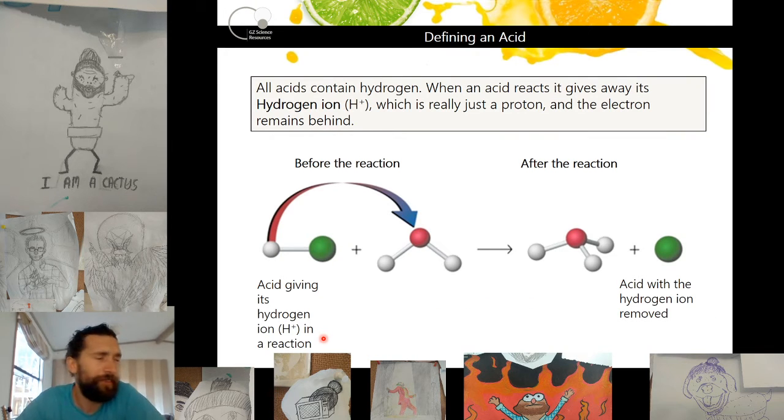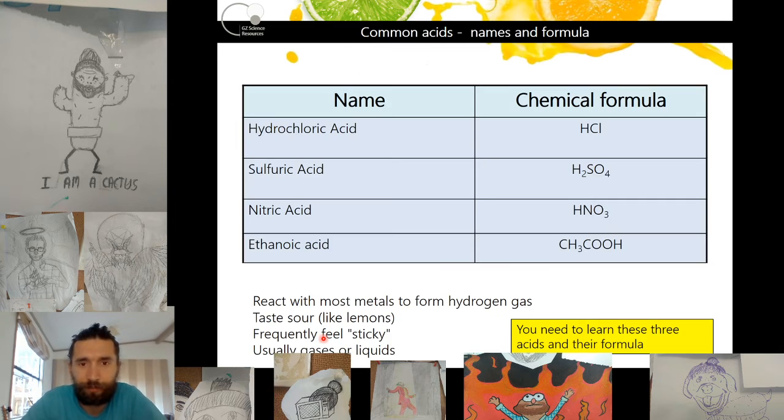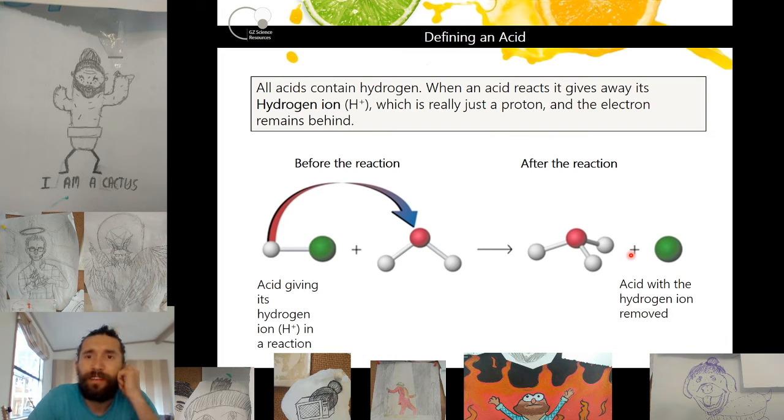Those are the properties of acids, but if we want to explain why they're acids from a chemical point of view, we explain it like this. All acids contain hydrogen. If you look at all these acids: hydrogen, hydrogen, hydrogen, hydrogen. When an acid reacts, it gives away its hydrogen ion, which is really just a proton, and the electron remains behind.